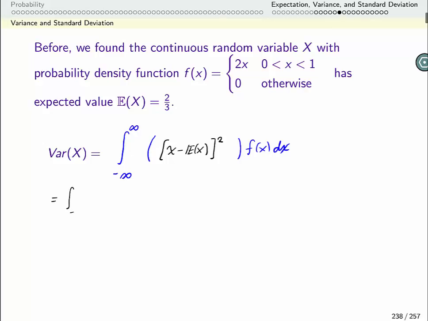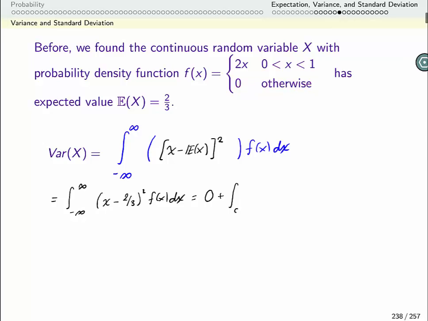In our case, my expected value, we computed this in a previous video, is 2/3. And now in order to fill in my probability density function, I need to turn this piecewise. So I know from -infinity to 0, this is going to be 0, because my probability density function is 0 on that interval.